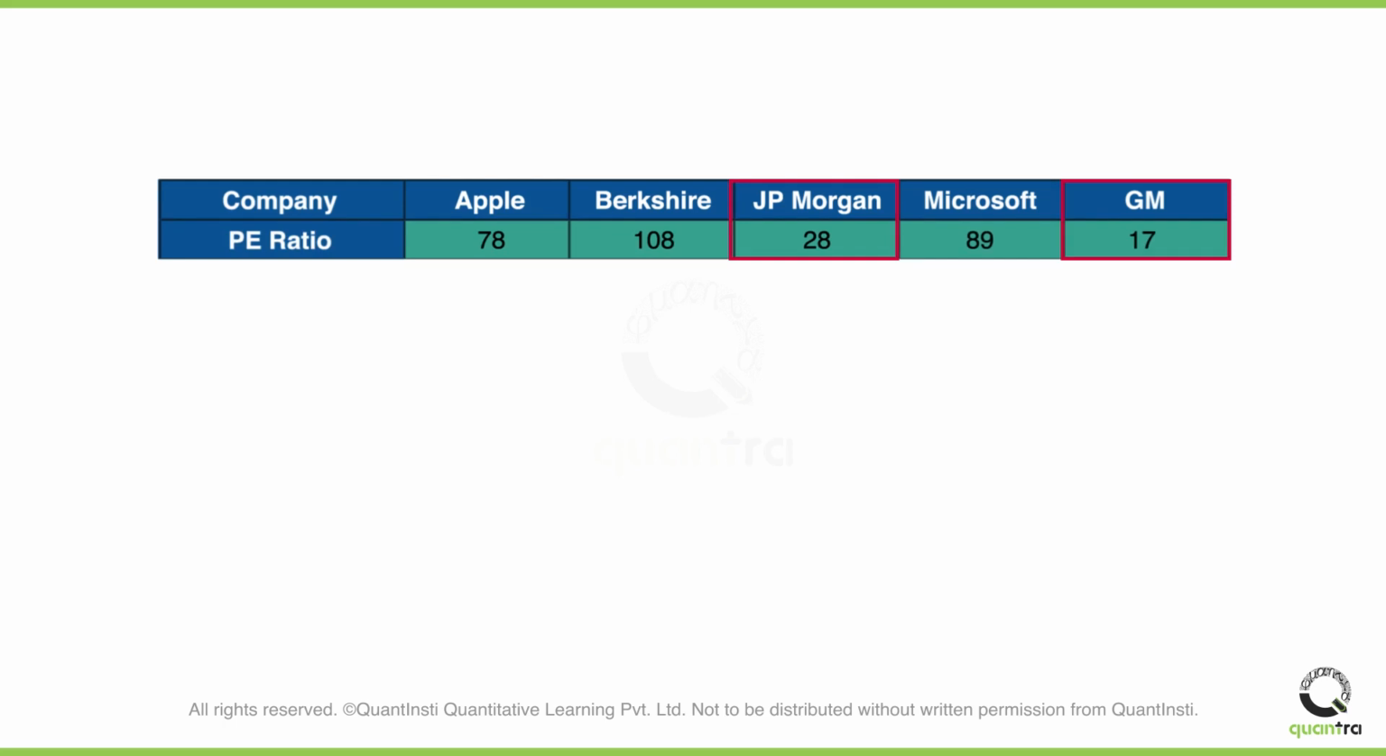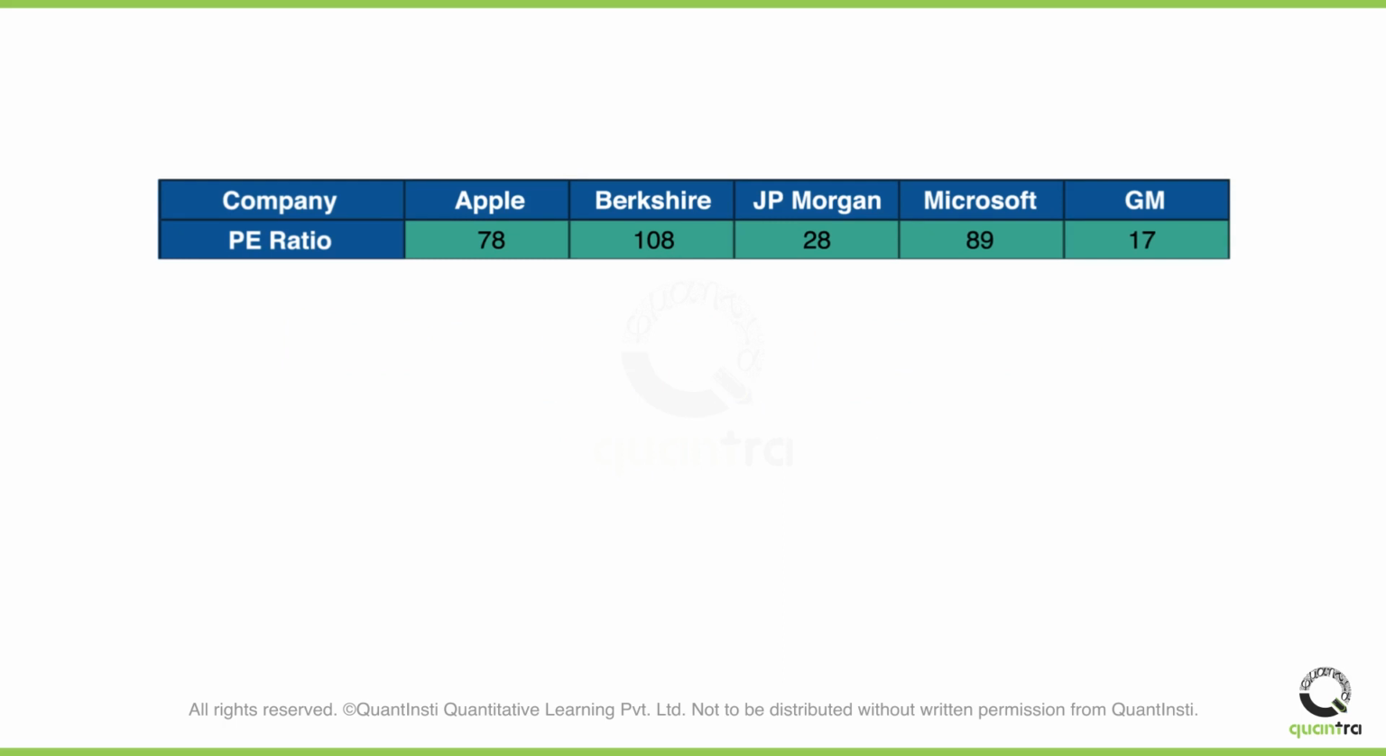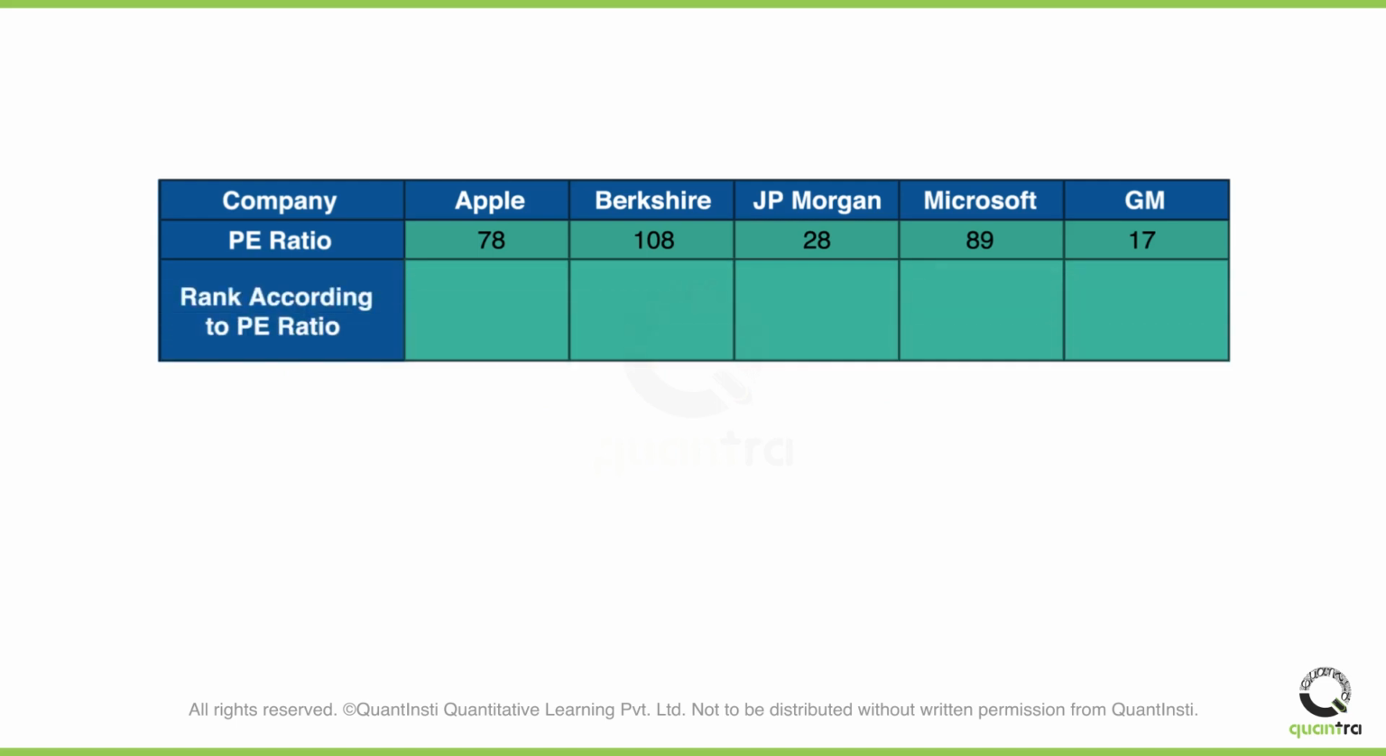Let's assume that you have to pick only 2 assets from this universe for your portfolio. How do you pick the most undervalued stocks? The stocks with the lowest PE ratios are the most undervalued stocks. Let's rank these stocks based on the PE ratios then. Here, since GM has the lowest PE ratio, it is ranked 1.